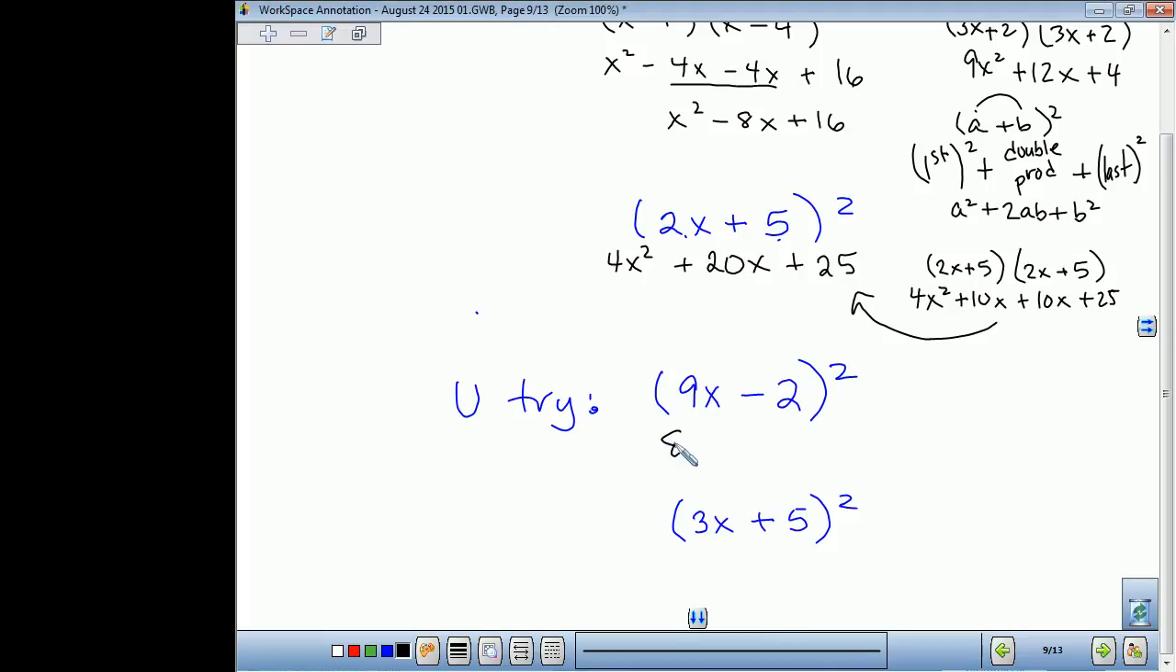We're squaring the first term. The product is negative 18x. We double that. We get negative 36x. And we square the last one and we get 4. We square the first term. We get 9x squared. The product is positive 15x. When we double that, we get positive 30x. We square the last one, we get 5.